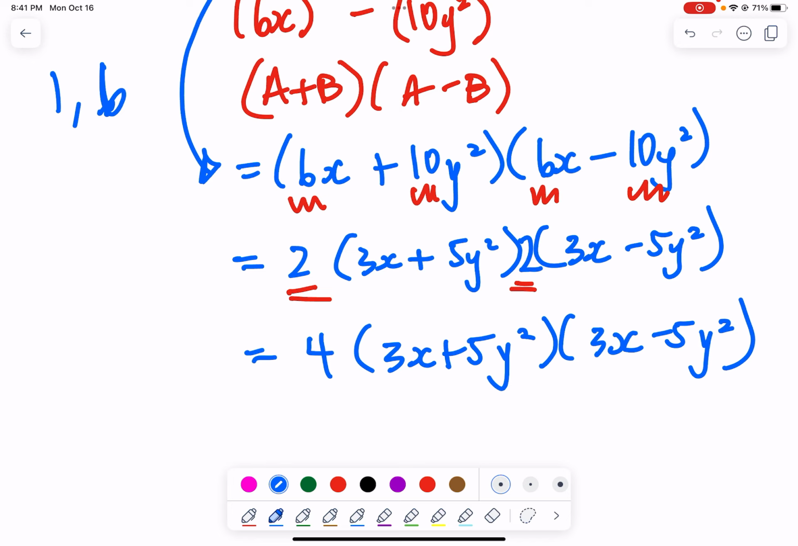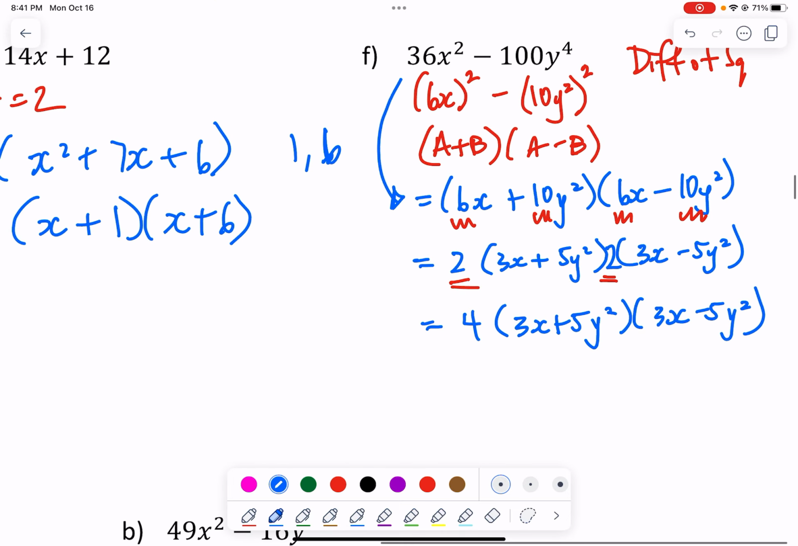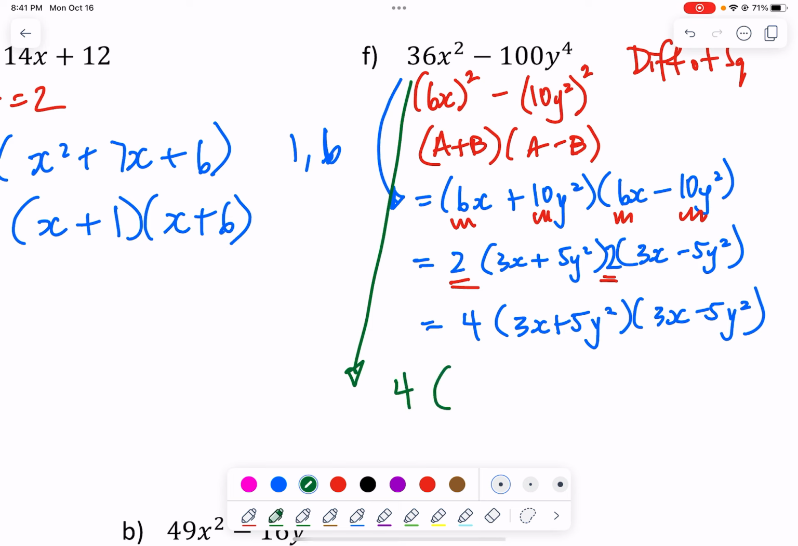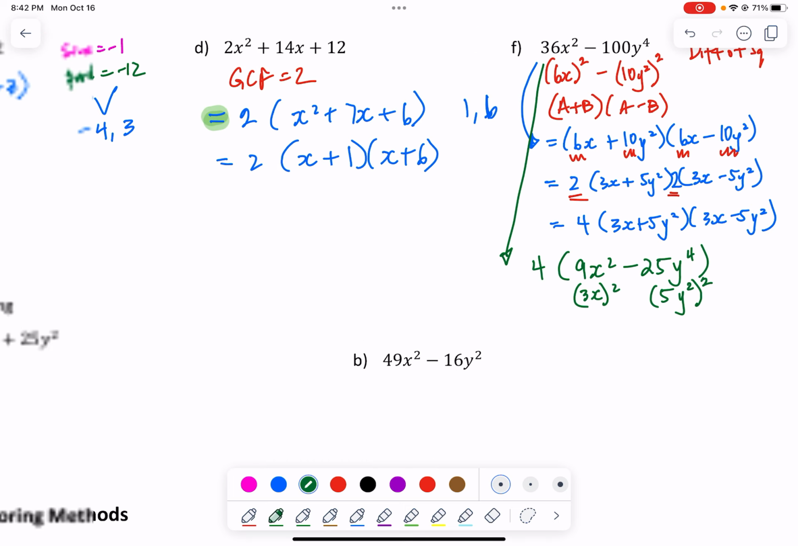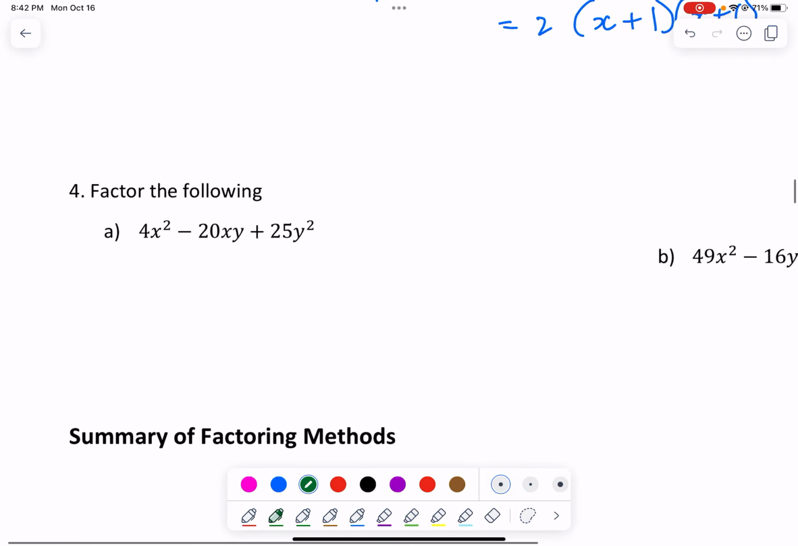It would have been better if I'd noticed the GCF first, like I mentioned before, and then it would have been 4 bracket 9x squared minus 25y to the 4, but it would have led to the same place because that would have been 3x squared, and that would have been 5y squared squared. Okay, that was it for F. 4a.